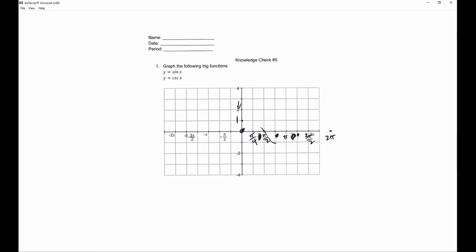Pi over 4 is radical 2 over 2, right? What's radical 2 over 2? It's like 0.57, something like that, right? So it would be like what? Pi over 2 is 1, right? And then back at 0, back at negative 1 here, and back at 0. So it looks something like this.